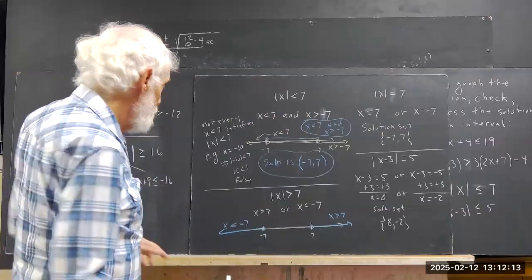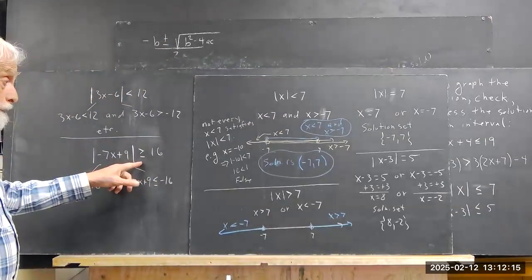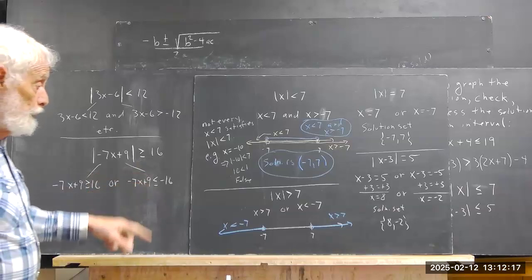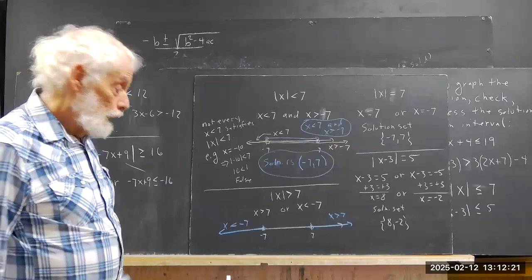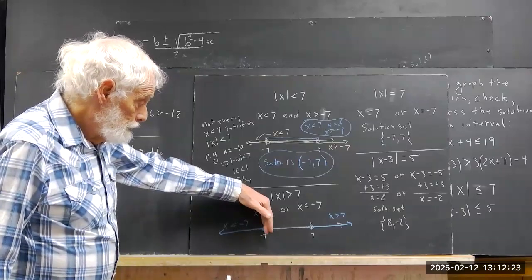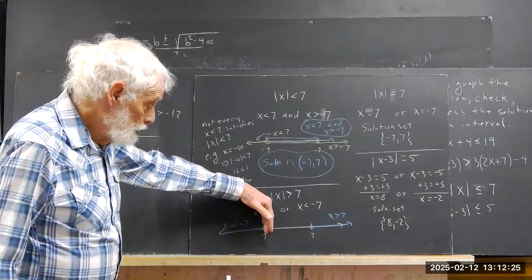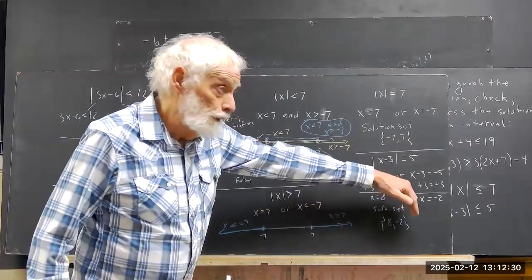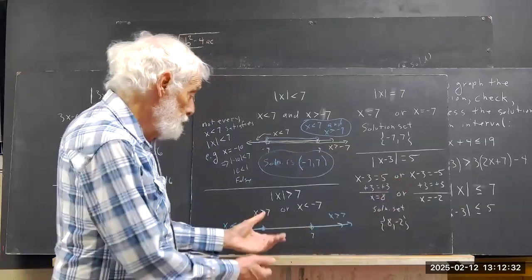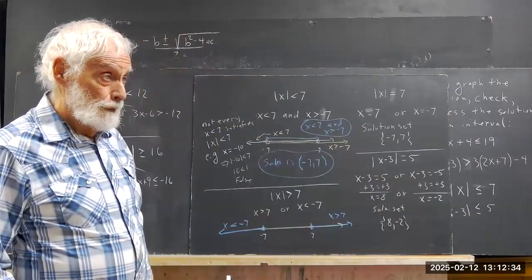If you have a greater than or equal here, you're going to get two inequalities with an or, and you're going to get a graph that goes to the left of one number or to the right of another number, and there's going to be a gap in between.